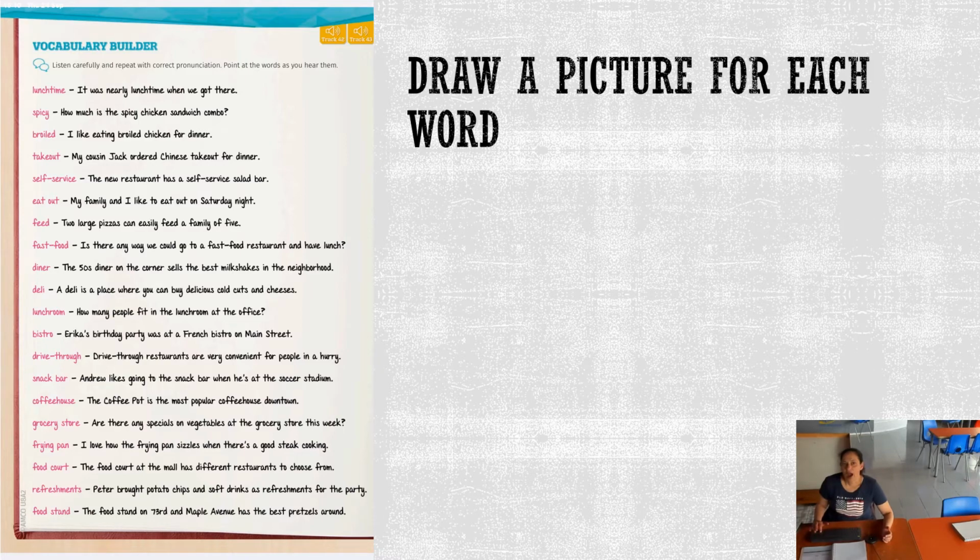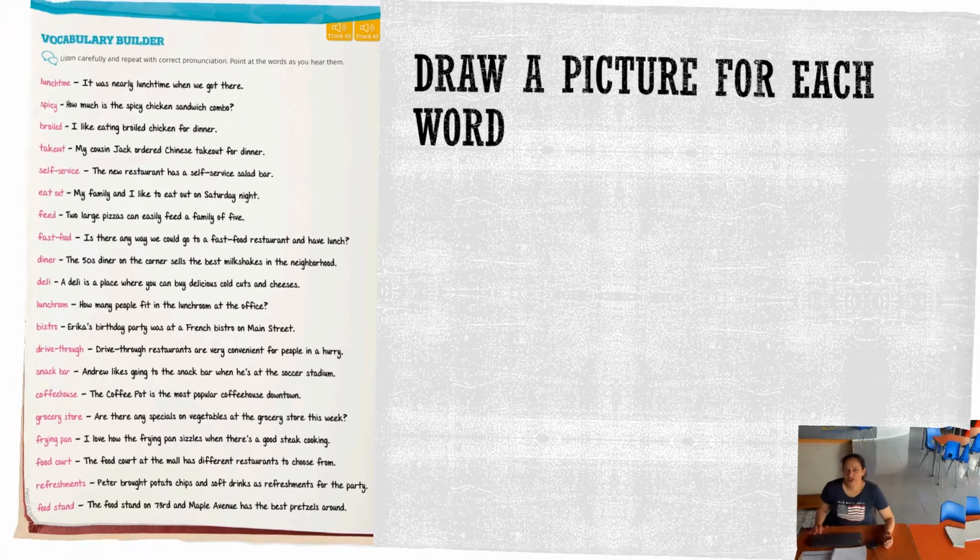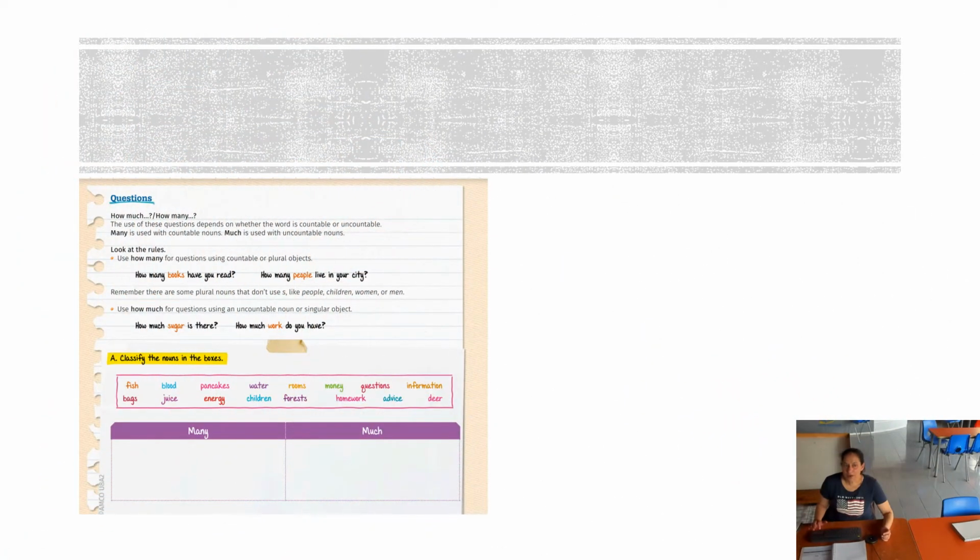After this, we're going to check out how to ask for words about food. And we have how much and how many. It's different. I use how much or how many depending on whether it's a count noun or a non-count noun. But let's check. What is a count noun?